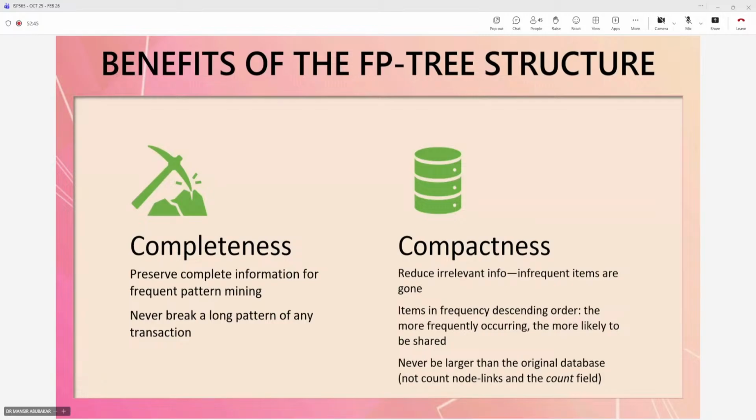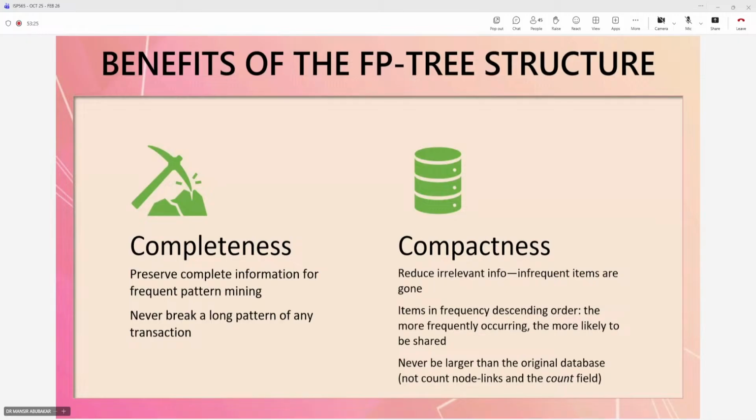No question, sir. Okay. So what are the benefits of generating the frequent pattern tree structure? Actually, it guarantees the completeness and the compactness of the algorithm. So completeness, when we say completeness, that is to preserve the complete information for frequent pattern mining. Here you can see what we have done in generating the frequent pattern tree. You see all the information that is in the data set has been completely incorporated into the tree. So it never breaks a long pattern of any transaction.